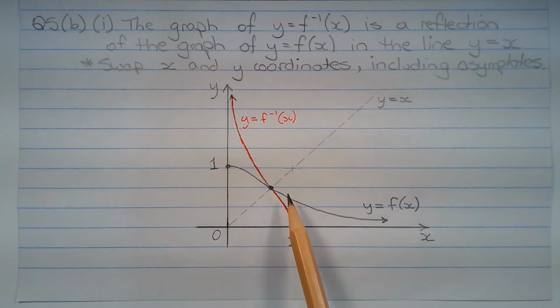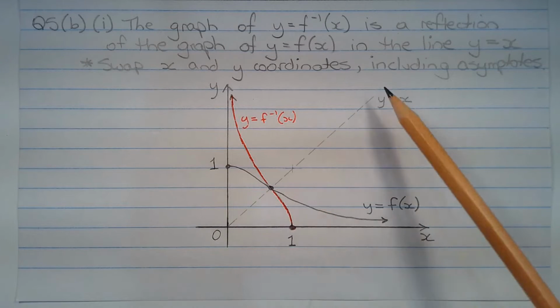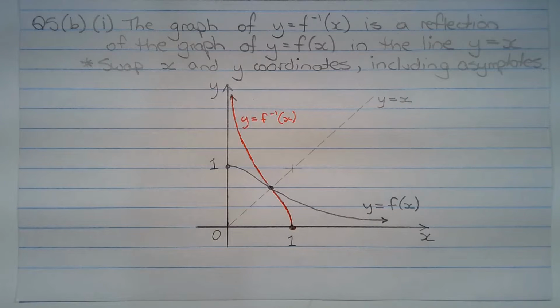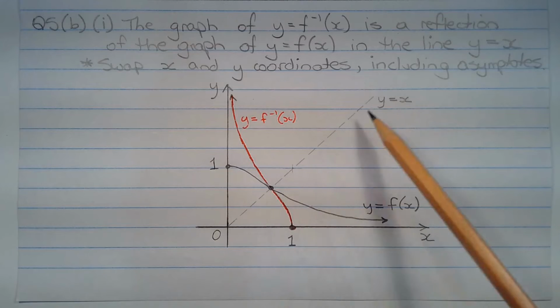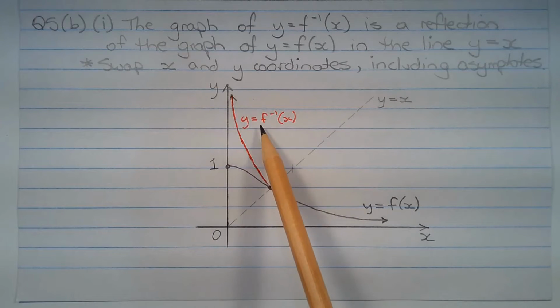Here is the graph of y equals f of x, which is the original graph, shown in pencil. Here is the line y equals x, so that's the dotted line. Reflecting y equals f of x in the line y equals x will generate this curve in red, which is the graph of y equals f inverse of x.